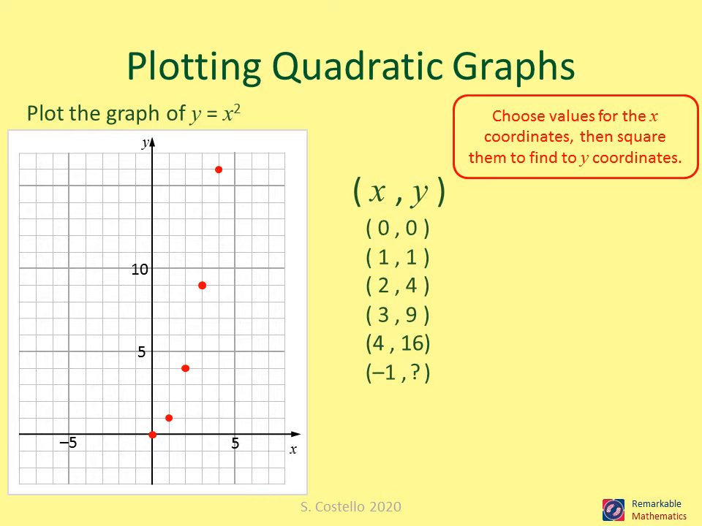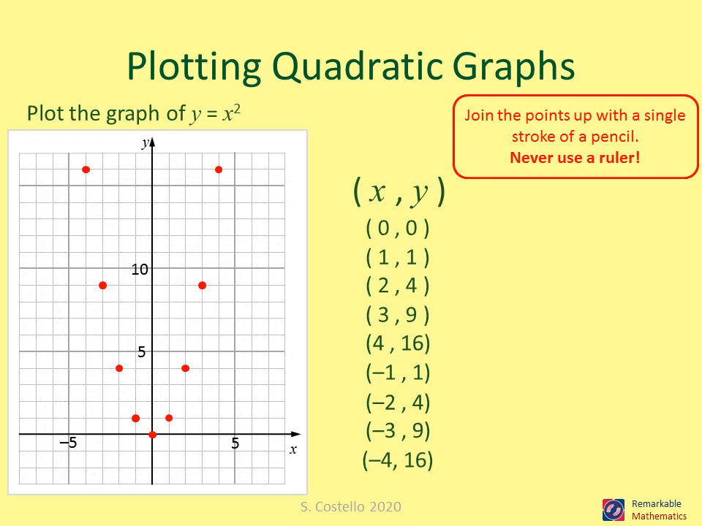When x is minus 1, y is minus 1 squared, 1. When x is minus 2, y is minus 2 squared, 4. When x is minus 3, y is minus 3 squared, 9. Finally, when x is minus 4, y is minus 4 squared, 16.